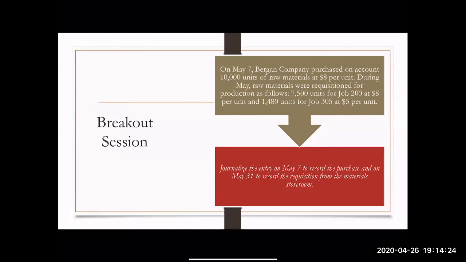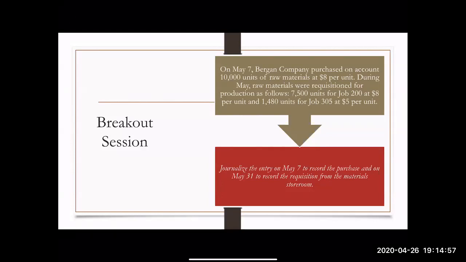So it says during May, raw materials was requisitioned for production as follows: 750 units for job number 200 at $8 per unit, and 1,480 units for job 305 at $5 per unit. Okay, so what it's asking us to do is to journalize the entry on May 7th to record the purchase, and on May 31st to record the requisition from the materials room. All right, so that's exactly what we're going to do.